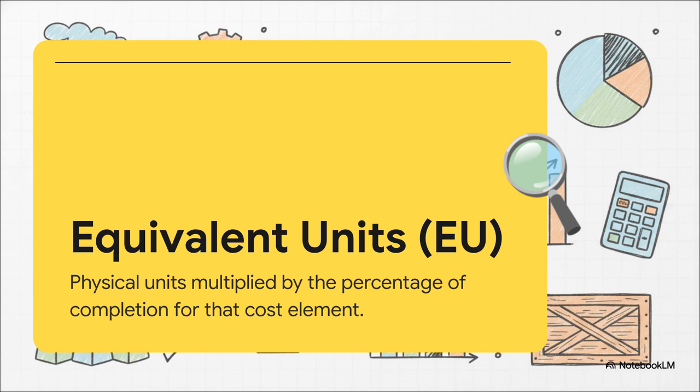An equivalent unit is simply the number of physical units multiplied by their percentage of completion for that specific cost element. So let's say you have 10 half-finished units, meaning they're 50% complete. In the eyes of a cost accountant, that is the mathematical equivalent of 5 fully finished units. It's an ingenious metric, really. It allows us to calculate a fair cost per unit, which we then use to value both the goods transferred onward and the goods left sitting in ending inventory.